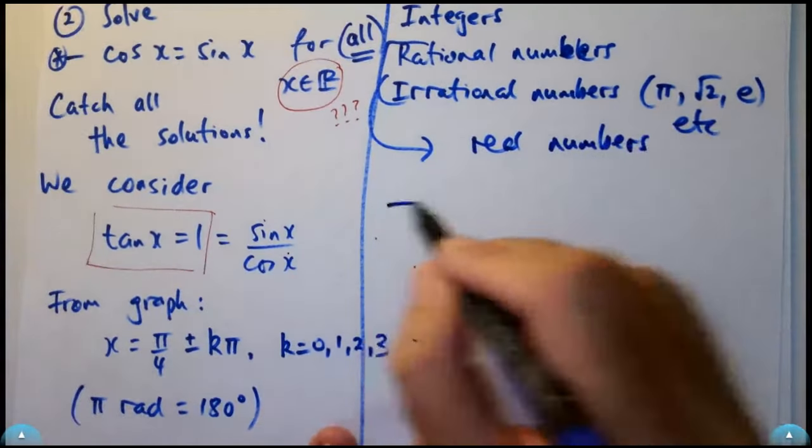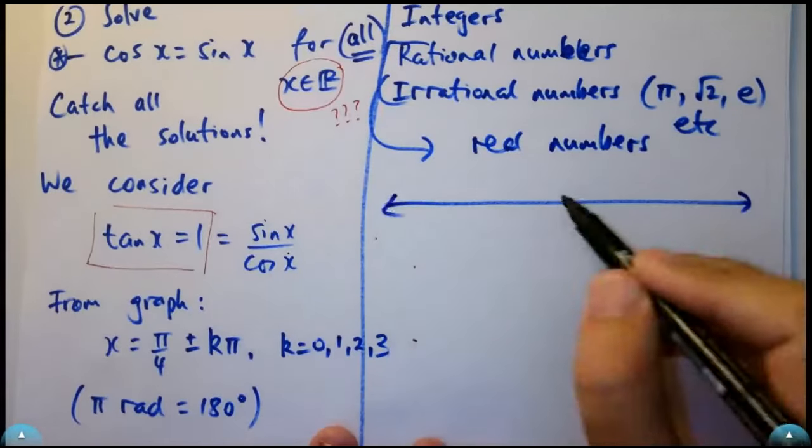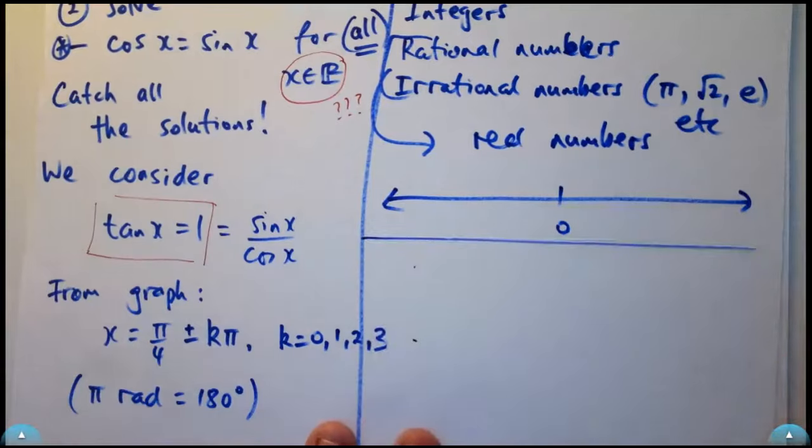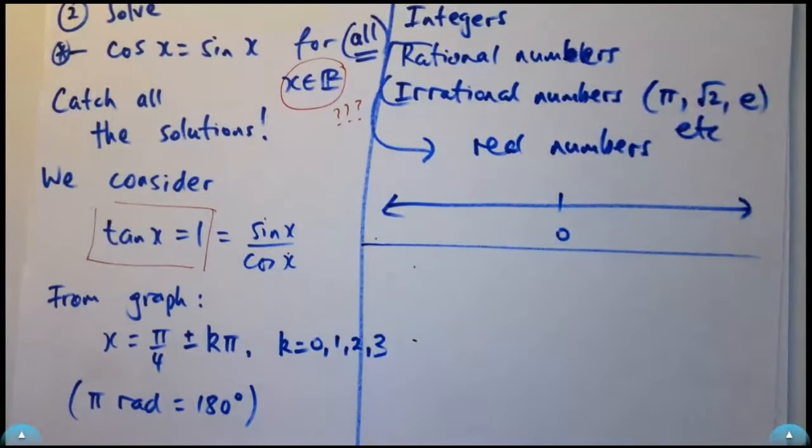Okay, so probably the easiest way is just draw a number line, right? On that number line is the whole set of real numbers. Okay? All right. Good, Sylvia.